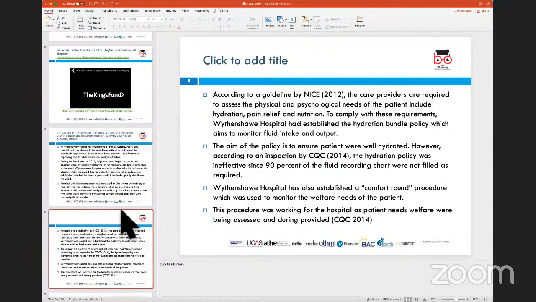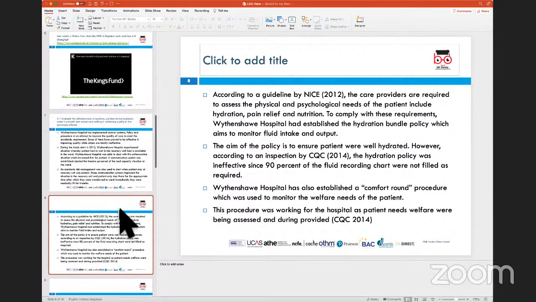hospital, the hydration policy bundle, to make sure that it is not just a policy on paper, but it is also being implemented within the hospital and meeting the needs of the patient to keep them hydrated while they're admitted or undergoing a procedure or have come out of a clinical procedure.